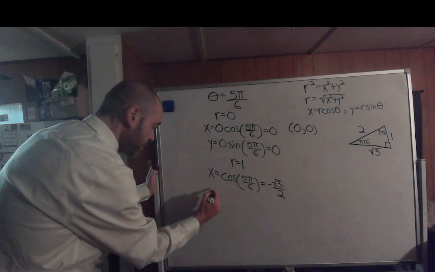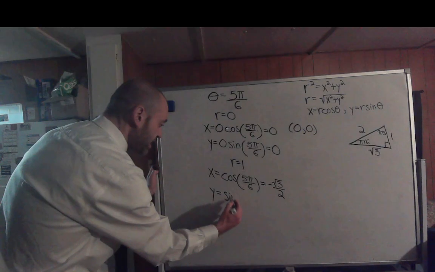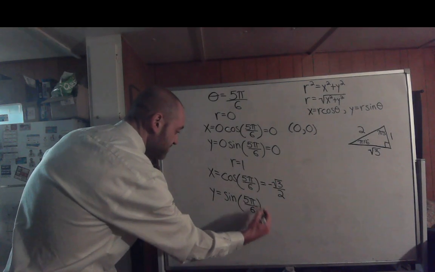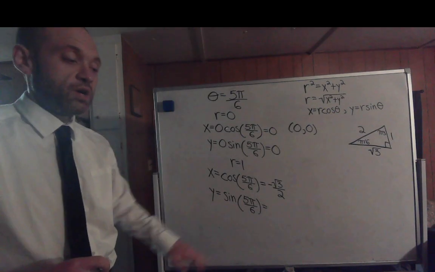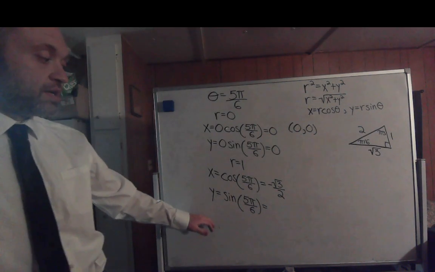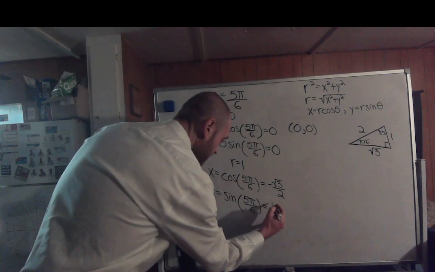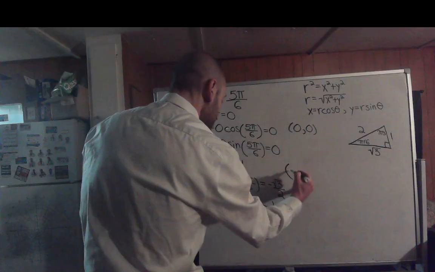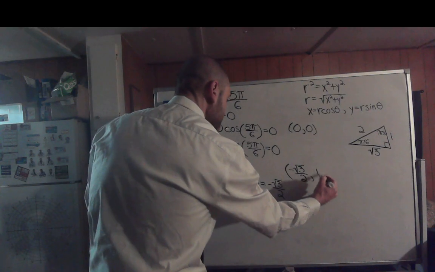Now what about your y? So that would equal 1 times the sine of 5 pi over 6. Well, 5 pi over 6, again, that's in the second quadrant, but the sine would be positive in the second quadrant. So this is a pi over 6 angle in the second quadrant. The sine of pi over 6 is 1/2, and it's just going to be positive 1/2. So you get an ordered pair, this time of negative square root of 3 over 2, positive 1/2.